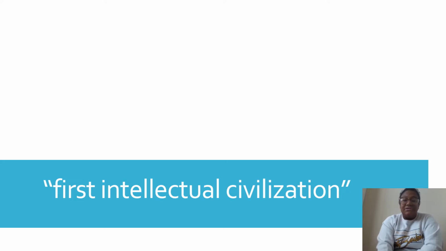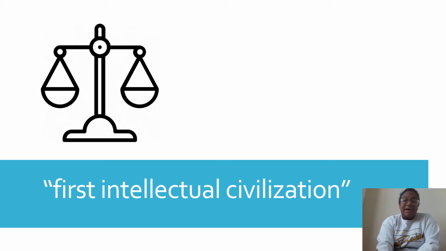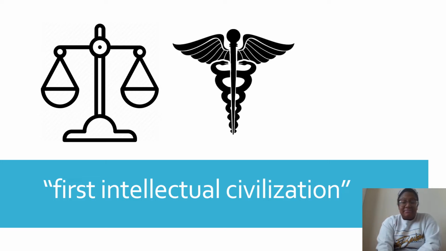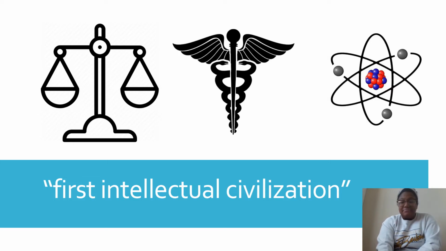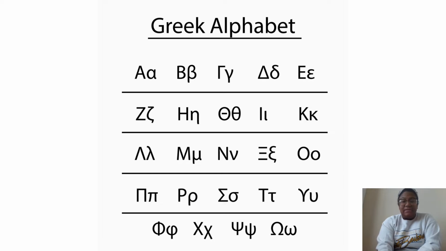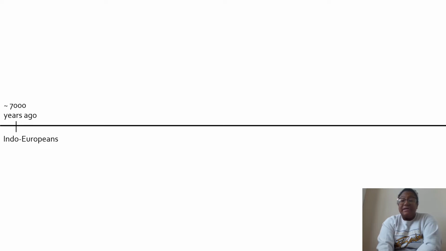So you could think of the Greek civilization as the first intellectual civilization. This is why most of the words with Greek origin in English are words that are used in politics, medicine, and science. So the Greeks are also the beginning of the alphabet. You can see when you look at the Greek alphabet that a lot of the Greek letters look familiar. So we're going to go ahead and add the Greeks to our timeline.